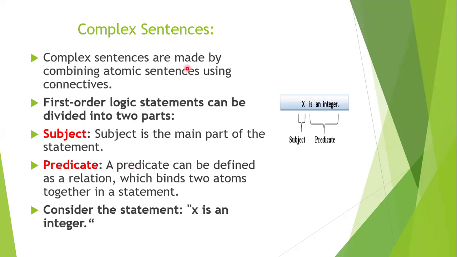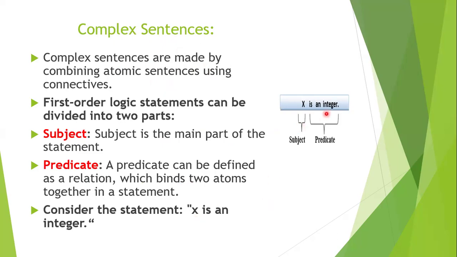Complex sentences are divided into atomic sentences, which are connected with connectives. In normal natural language like English, we have the terms subject and predicate. The first part of the sentence will be the subject and the remaining part will be the predicate. For example, "X is an integer." X will be the subject and "is an integer" will be the predicate. Thank you.